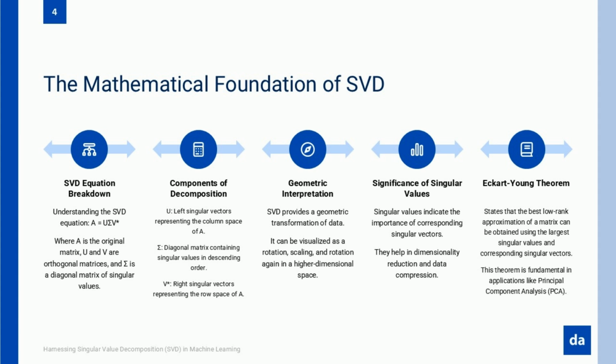One particularly elegant aspect of SVD is that the unitary nature of matrices U and V ensures that the transformations preserve angles and distances between vectors. This property maintains the geometric relationships within our data during decomposition, ensuring that similar data points remain similar even in the transform space. What's remarkable about SVD is how it reveals this hidden structure without making assumptions about the data.